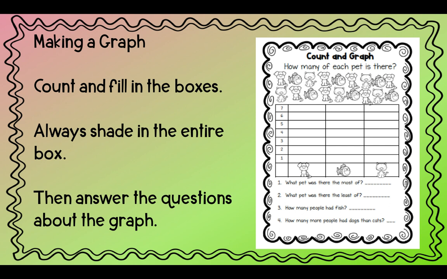You can see that the animal choices are along the bottom and the numbers go up along the side. When you're filling in a box, you need to make sure to shade in the entire box, not just put a scribble or a line in it. Bar graphs need to be completely filled in to be accurate. Once you're done filling in the boxes, then we can answer the analysis questions.